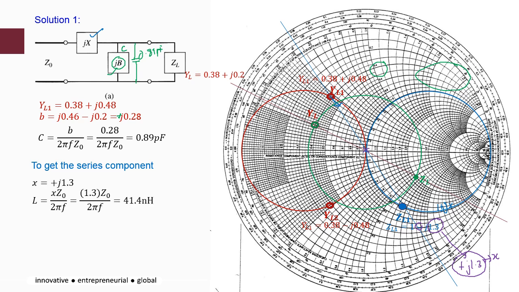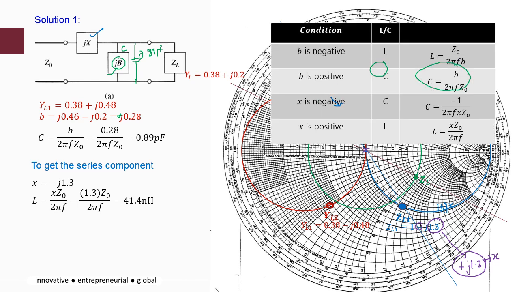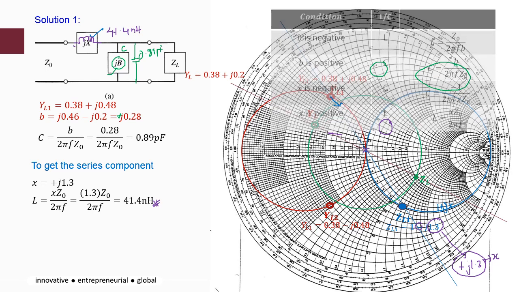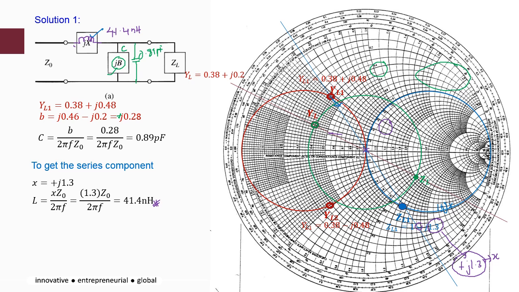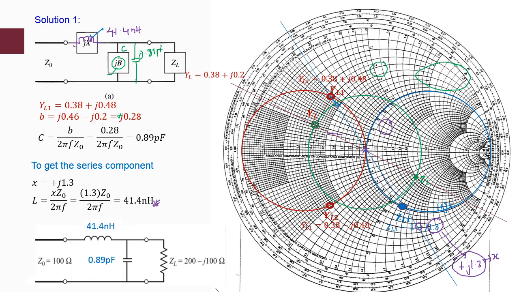So plus j, refer again to the table. If X is positive, you'll be having L, with that equation you can calculate your L value. In this case, your L will be an inductor with 41.4 nanohenry. Okay, so that will be your final circuit for solution 1.